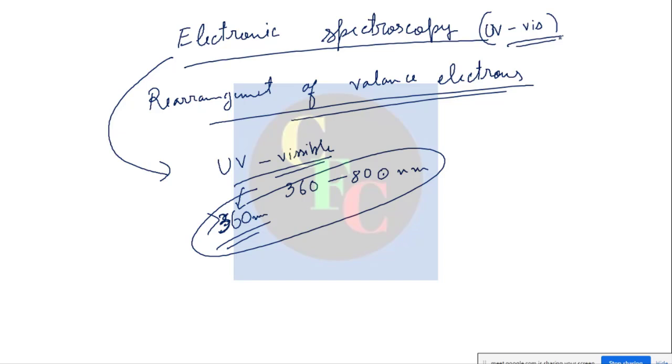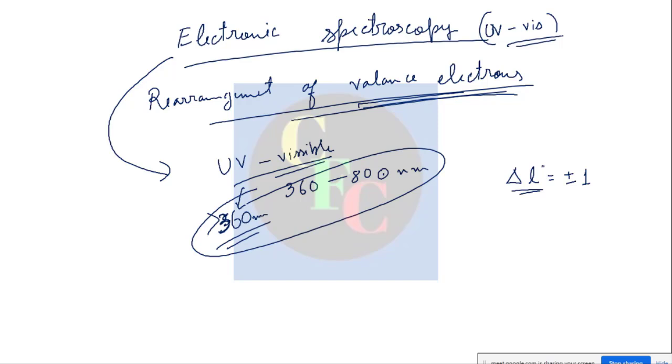And collectively it is called UV spectroscopy or UV visible spectroscopy, as all of them involve electronic rearrangement, meaning transition of electrons from a lower level to a higher level. And the selection rule we already knew, right? It is delta L equals plus or minus 1. Delta L means the azimuthal quantum number should change there. Okay.